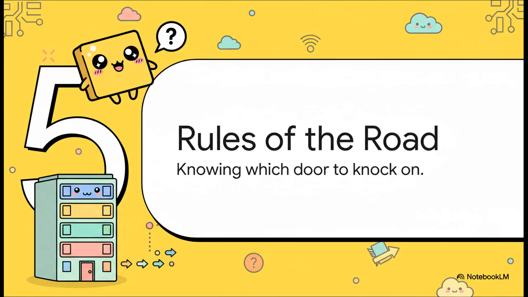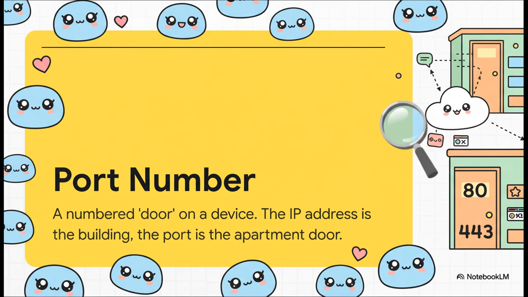But think of that server as a massive apartment building. Getting to the right street address is great, but that's not enough. How does the packet know which specific door to knock on? That's where port numbers come in. They are literally the apartment numbers for data. An IP address gets you to the right building, but the port number, which is attached to that data packet, tells the server exactly which application this data is for.